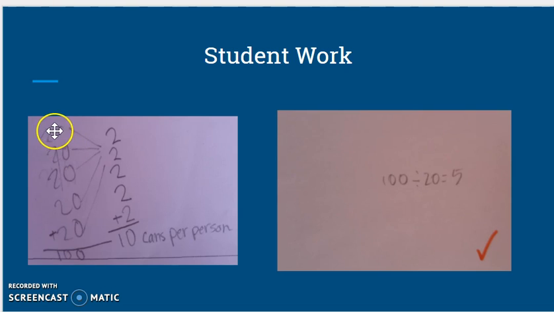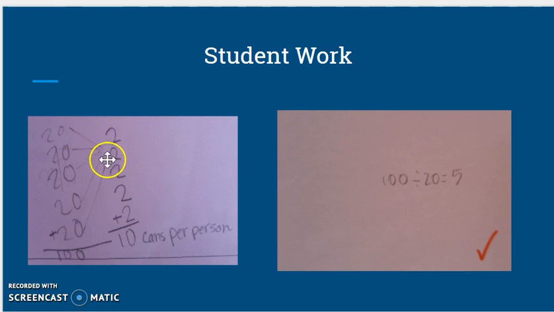So what she did is she added 20 until she got to 100. So she did 20 plus 20 plus 20 plus 20, which is 100. And then she paired each 20 with a 2. Instead of that 2 should have been a 1, because each person is just bringing 1 can, because there's 20 people, so when you bring 20 cans, it's only 1 per person.